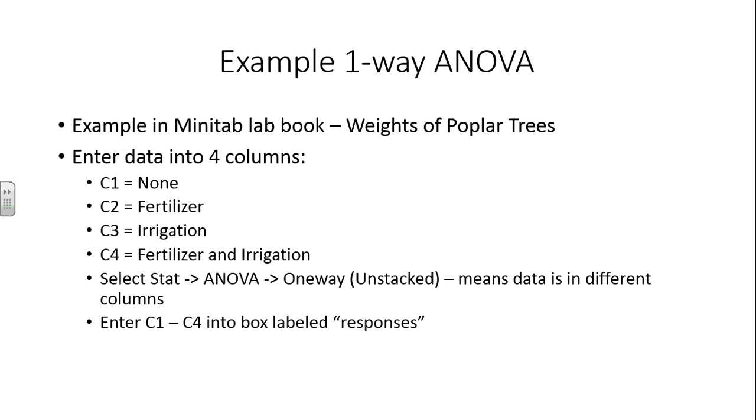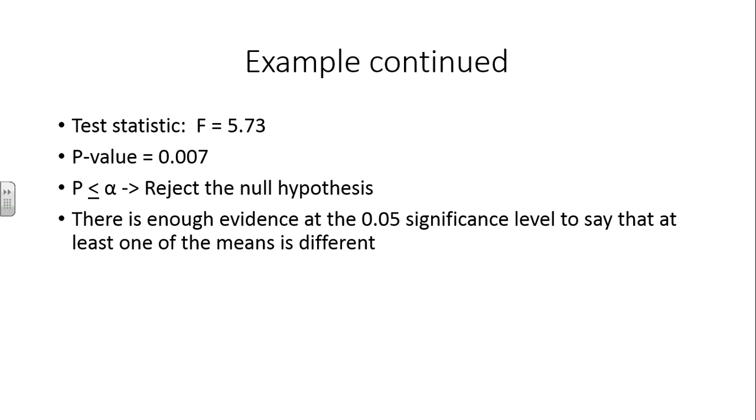You're going to enter in C1 to C4 into the box labeled responses. And then you'll get a test statistic. Remember, with the ANOVA, the test statistic is an F statistic. We have a p-value of 0.007, which is very small. Thus, we're going to reject the null hypothesis. In this case, there is enough evidence to say that at least one of the means is different. You would then need to do some pairwise comparisons to see which one is different.